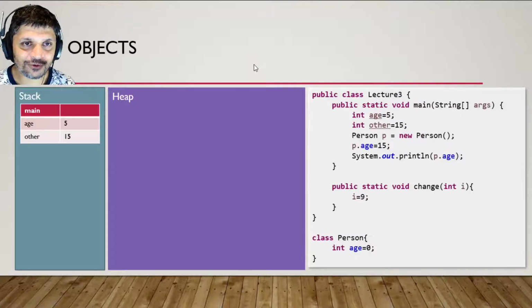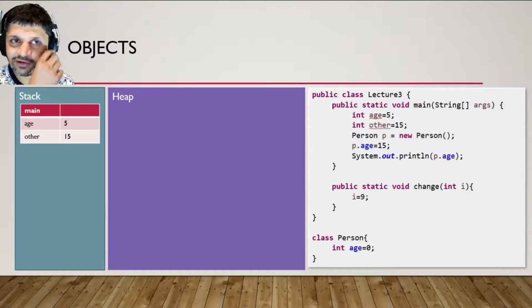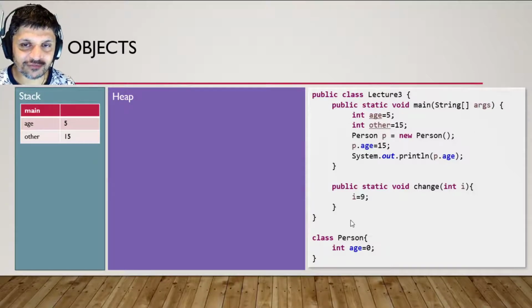Okay, now the next thing is what happens with objects. Remember we said that objects are created in the heap and references are stored in the stack. So let's look at something like this. I've now got a class called Person, which just has an age variable which is set to 0. And in my main method, I then say Person p = new Person.